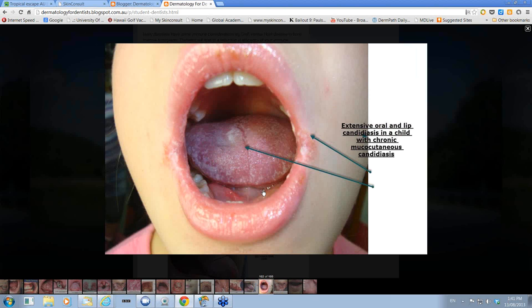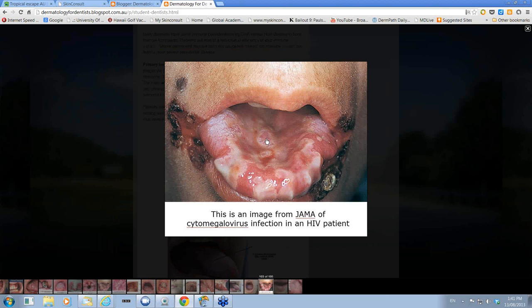This was a little girl you've seen before with chronic mucocutaneous candidiasis. Look at the extent of the candida that she has on her tongue here and on the lips as well. This is another one that you've seen. This was an HIV patient who had cytomegalovirus, and it wouldn't surprise me if there was herpes virus in there as well, with that ulceration, severe angular cheilitis. And these ulcers, some of which can look almost aphthous ulcer-like, but they're really extensive.